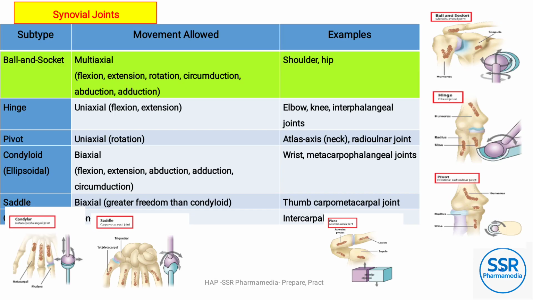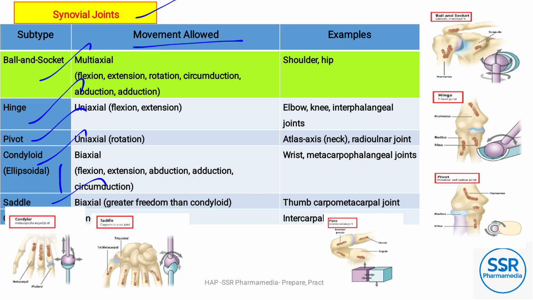So next we will see the synovial joint types: ball and socket joint, hinge joint, pivot joint, condyloid joint (also called ellipsoid joint), and saddle joint.